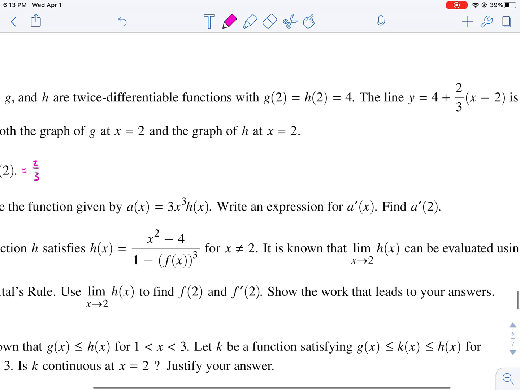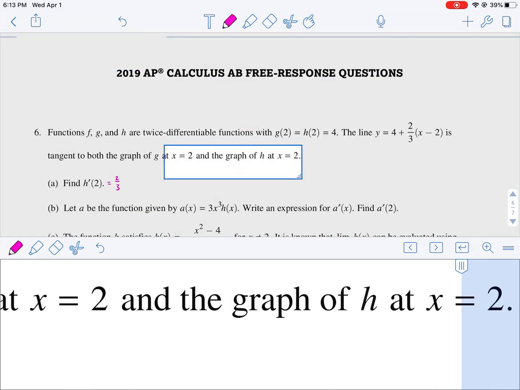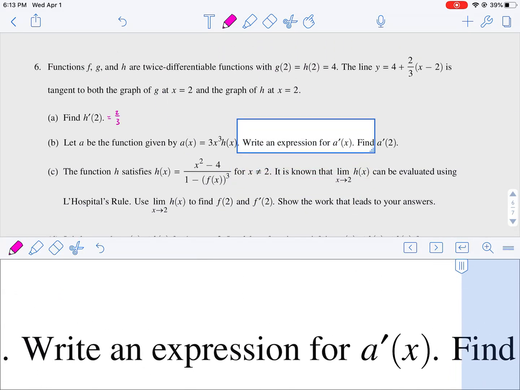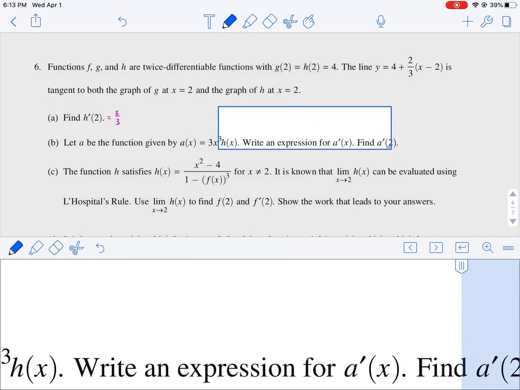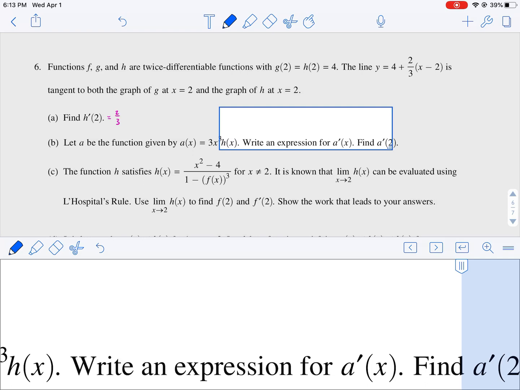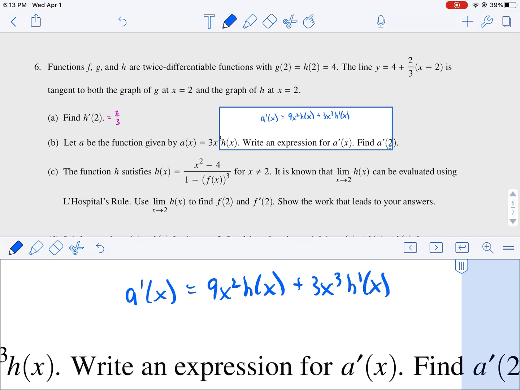The next problem here, they give us a function a and tell us to find a prime. Make sure you clearly indicate what a prime is, because they ask you to find it. Really, anytime you need to find a derivative at all, you need to clearly show that you found it. But for our a prime, using product rule gives me 9x squared h of x plus 3x cubed h prime of x.